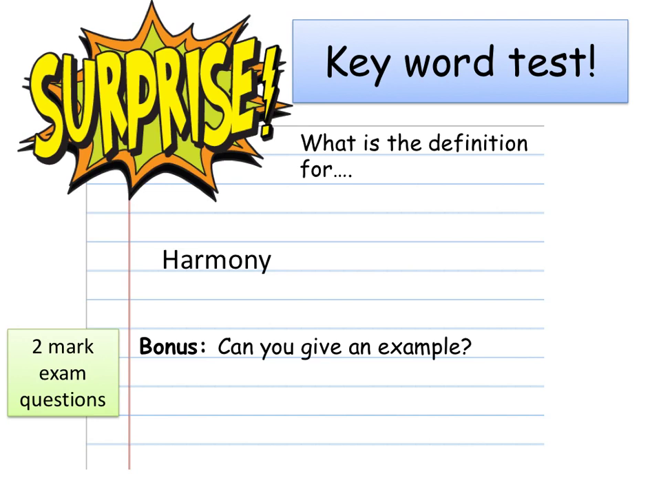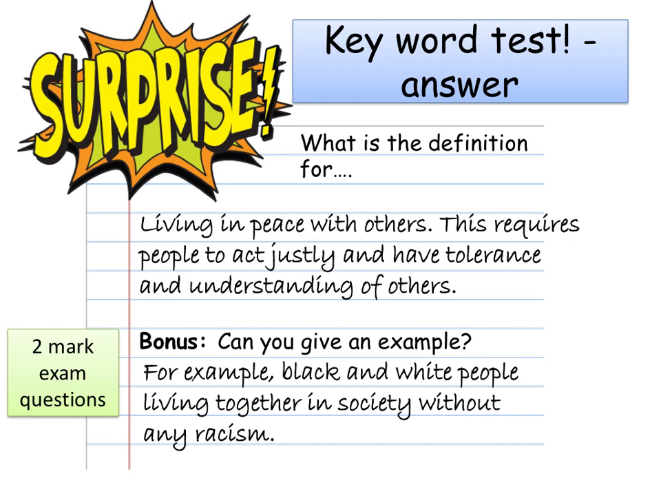Time for another keywords test. Define harmony. Harmony is living in peace with others. This requires people to act justly and have tolerance and understanding of others. An example of this could be black and white people living together in society without any racism. We would say that they were living in harmony.